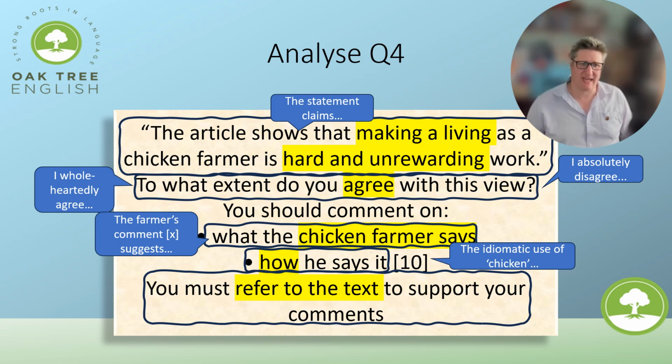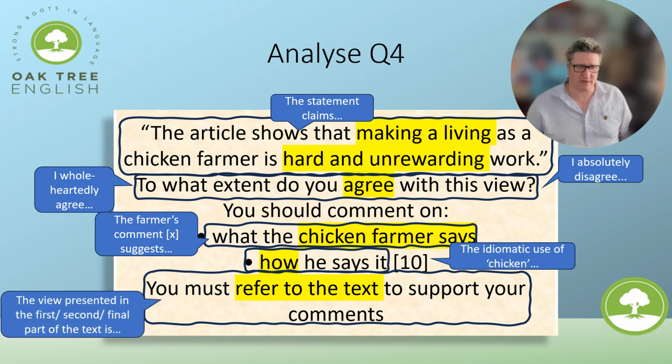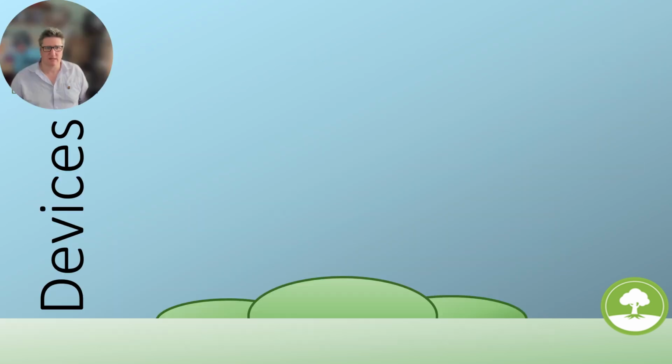To show that you have engaged with the text at each stage, you could say, "The view presented in the first, second, final part of the text is..." For top marks, you need to identify techniques. These are also useful in the writing element. So we're going to quickly run through the DeForest devices with reference to classic English literature.